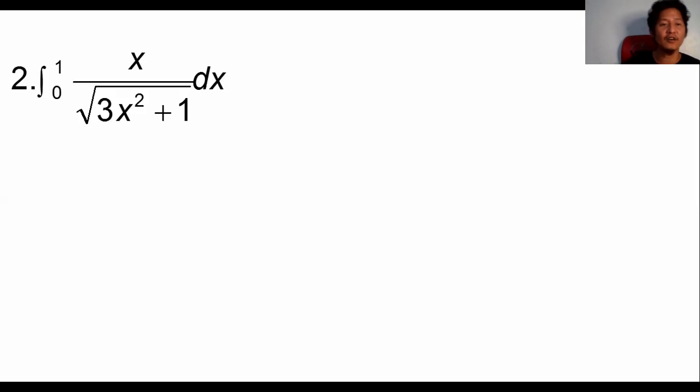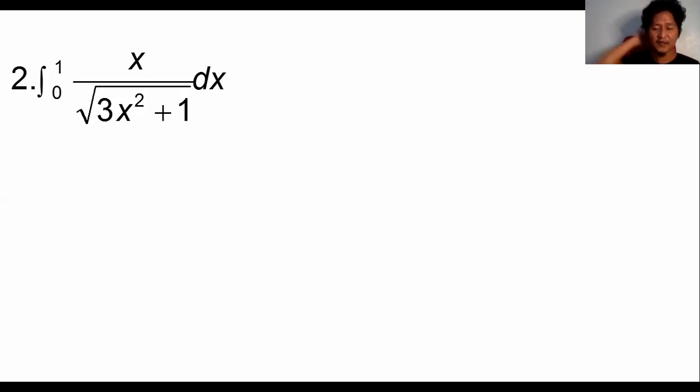So the integral of x all over square root of 3x squared plus 1 dx evaluated from 0 to 1. So how do we get the integral? So dito, notice, hindi natin to basta-basta pwedeng kuhanan ng integral, di ba? So what we are to do here is we will do substitution method. So how do we do substitution method ulit?